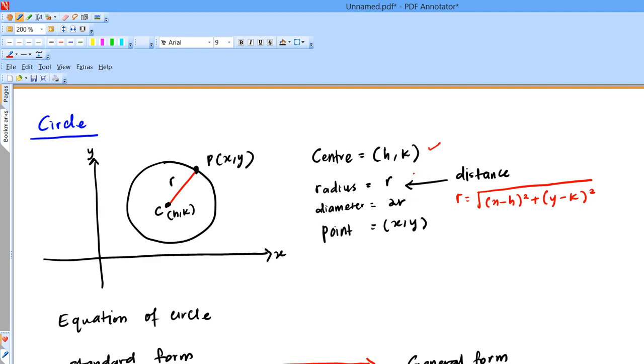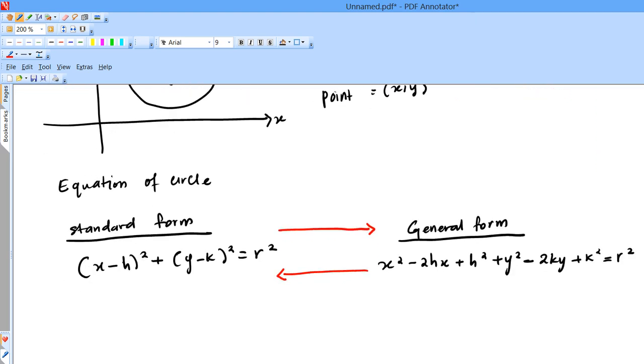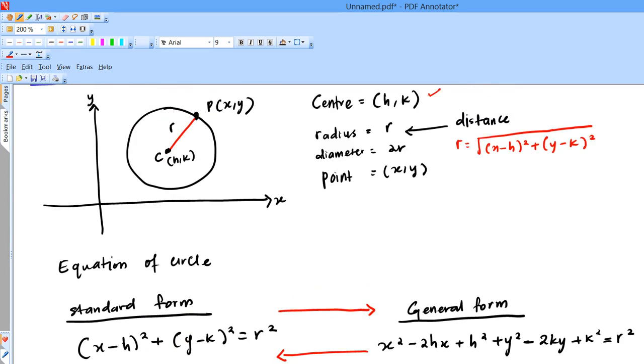The formula for distance, represented by r, is equal to the square root of (x minus h) squared plus (y minus k) squared. Next, it's about the equation of a circle. We have two types of equation. The first one is in standard form. This equation in standard form actually comes from the equation of distance.